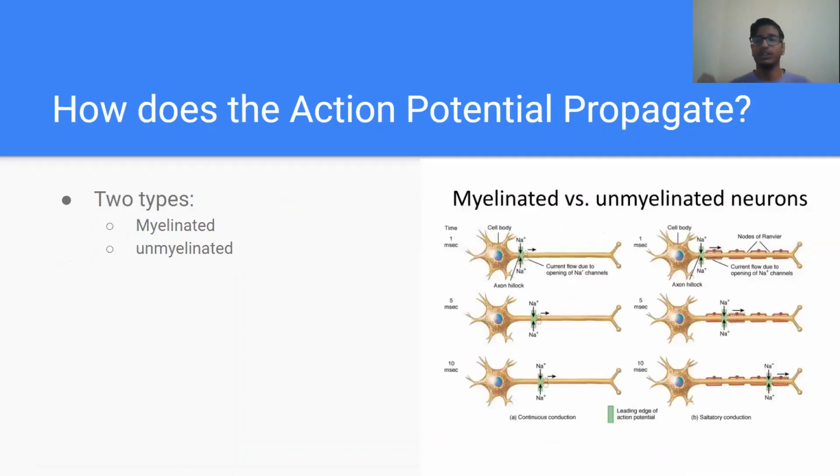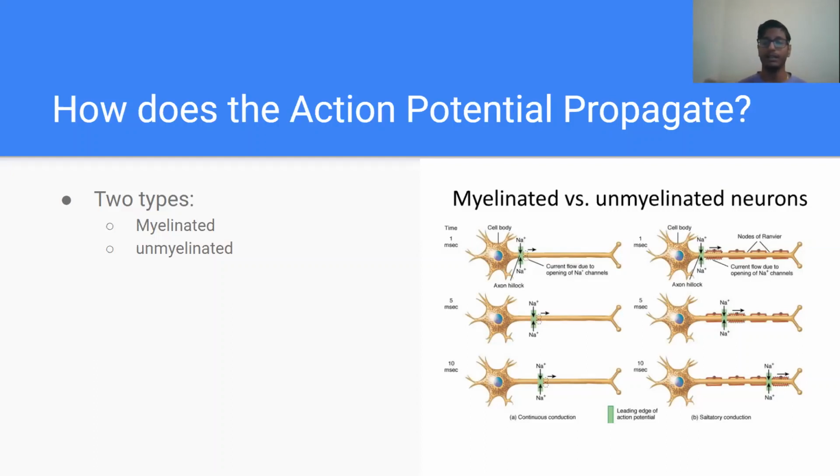But as far as travel goes, there's 2 main ways that they travel, because there's 2 types of neurons, myelinated and unmyelinated. Myelinated neurons are neurons that have myelin wrapped around the axon. And there's areas where there's actually no myelin, and these are known as the nodes of Ranvier.